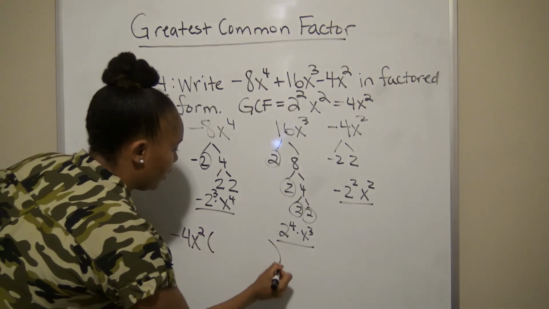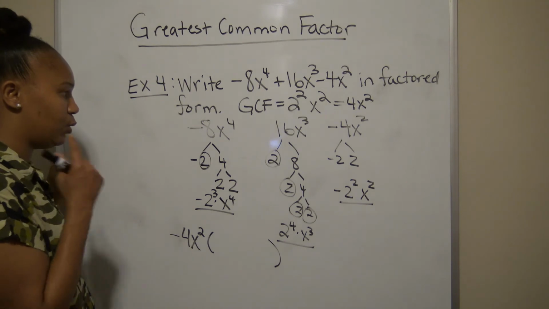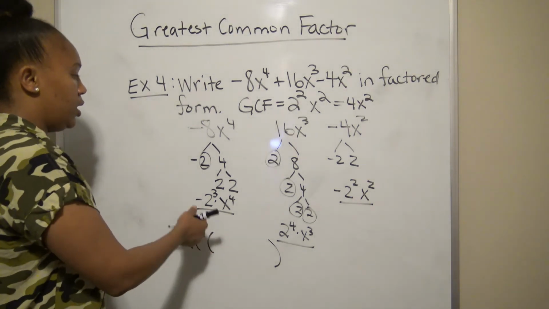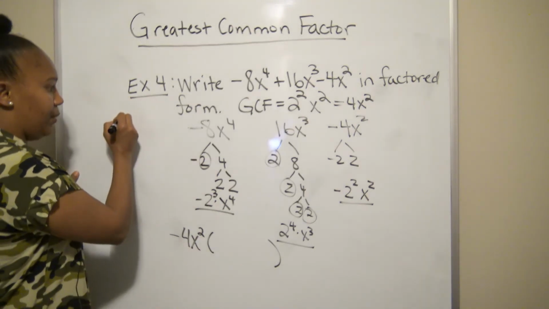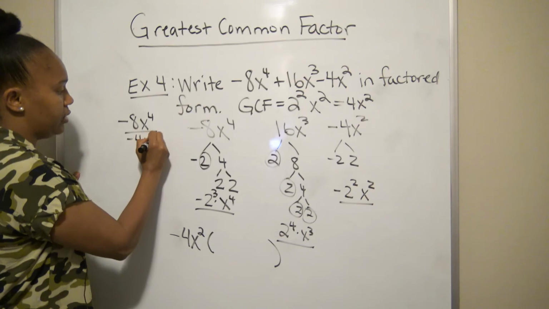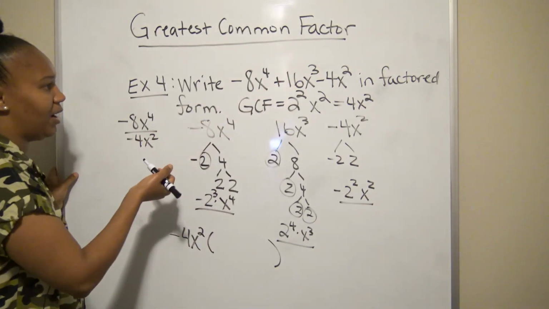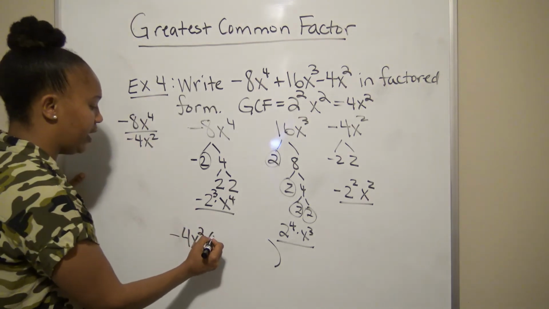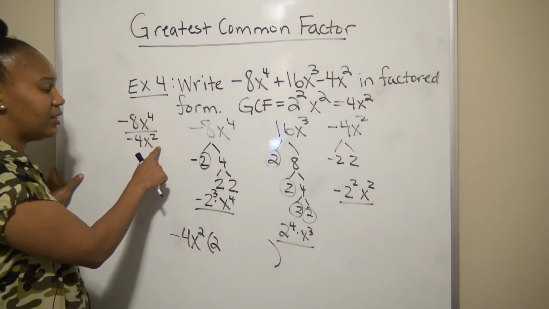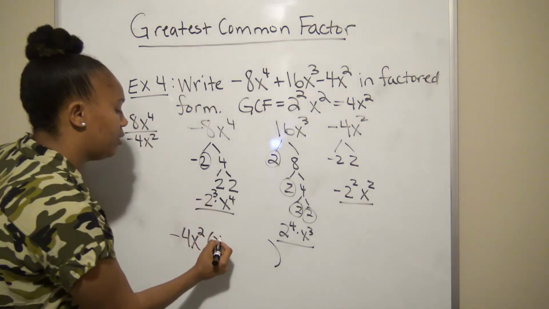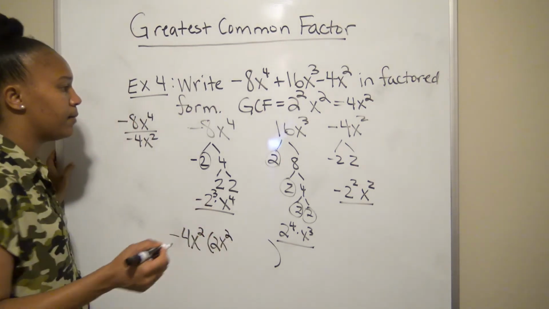And so we're going to write what's left inside the parentheses. To figure out what we have left, you're going to take negative 8x to the 4th and divide it by negative 4x squared. So you're taking each of these terms and dividing it by negative 4x squared because that's what you're pulling out. Negative 8 divided by negative 4 is a positive 2. X to the 4th divided by x squared, if you use the quotient rule, you will subtract the exponents. That leaves us with x squared.